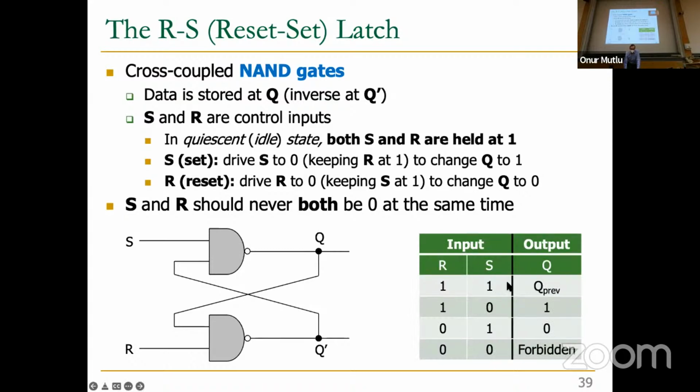So basically, this is the truth table of this. If S and R are both 1, the output Q is whatever the output was previously. Basically, you captured the output before, and it remains inside. If R is 1 and S is 0, Q becomes 1. If R is 0 and S is 1, Q becomes 0. That's how you write into it a value of 1 or 0. And 0, 0 is forbidden.